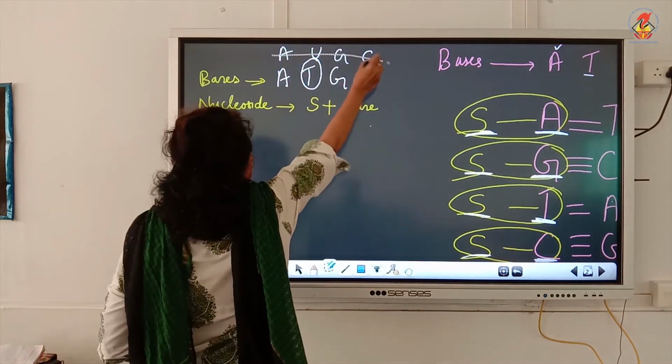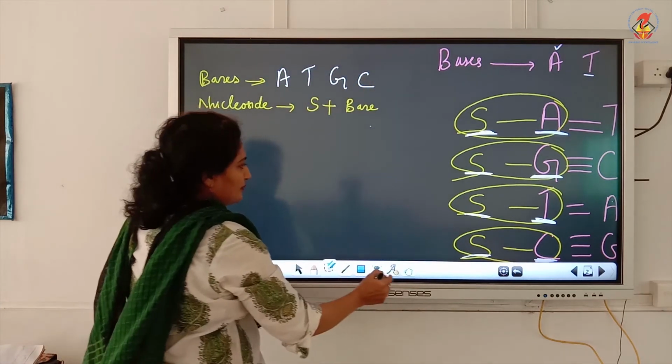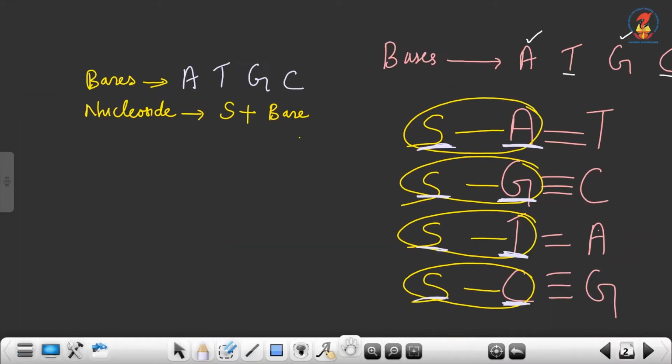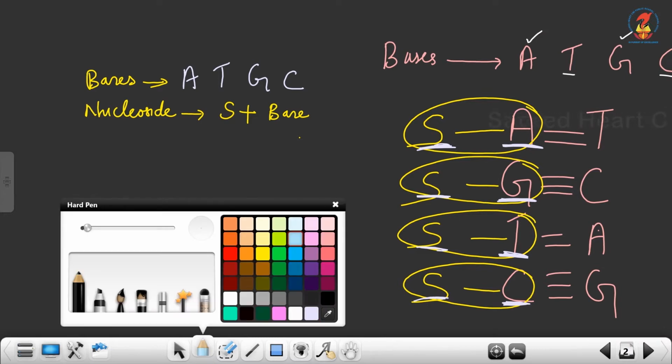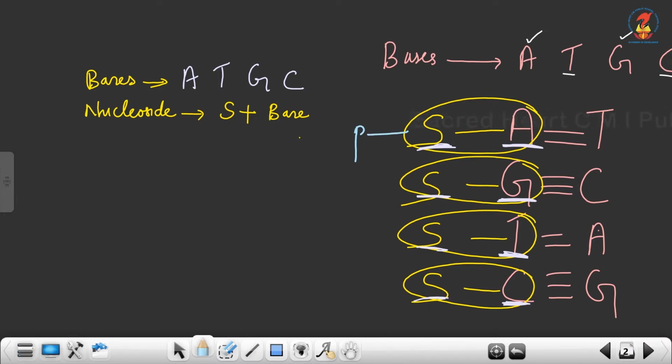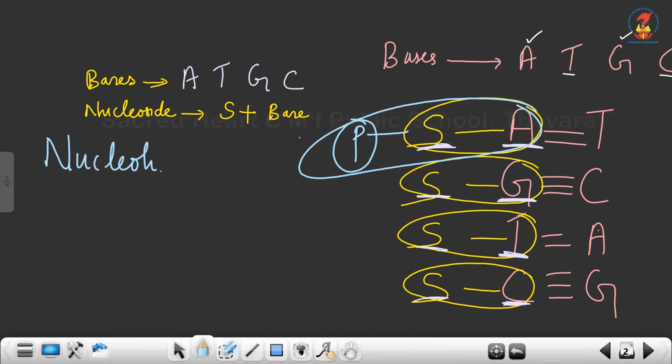So, I am removing RNA from this template. Now, again we are going to build up the DNA, it is not complete. Now, this sugar is connected to a phosphate group. Now, this unit becomes a nucleotide. So, what is a nucleotide? It is starting from your phosphate group plus sugar and base that forms a nucleotide.